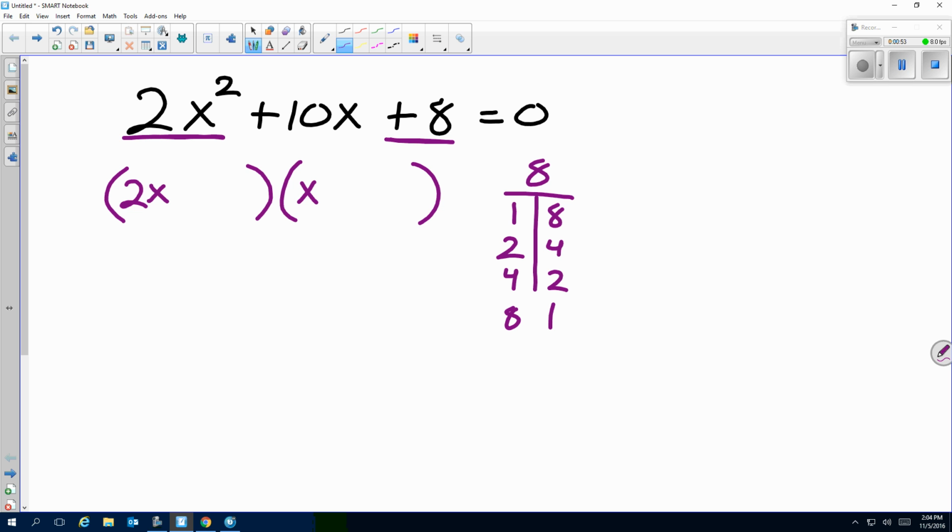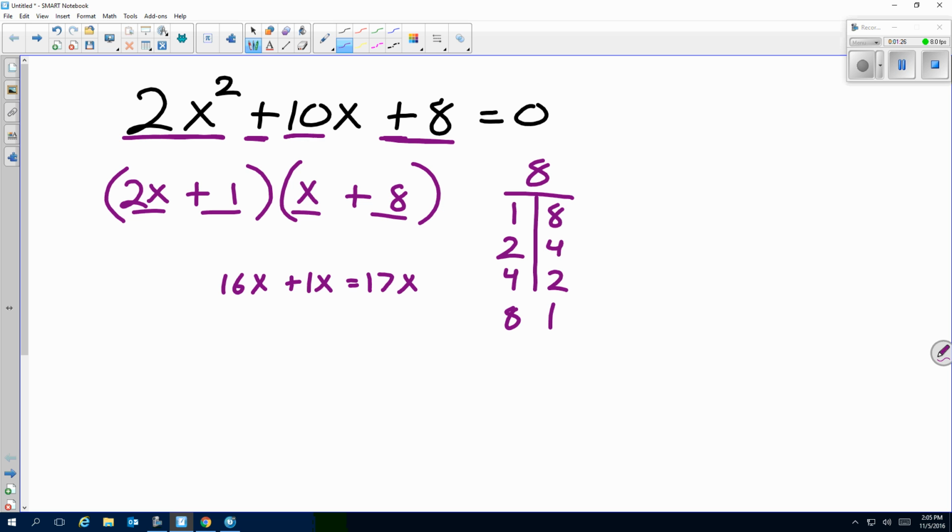And this is that portion where you have to kind of do a little guess and check. I see that this answer is positive and this answer is positive, so I know they're both going to have to be positive. And a couple of things I can look at, well, if I put a 1 and an 8 right here, checking everything out when I FOIL it, I get 2 times 8 is 16, and I get 1 times x is 1x, which is 17x.